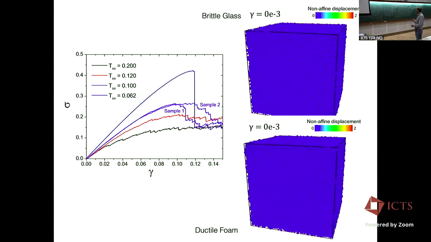So a peaked distribution means that in a brittle glass, you have to imagine that the interface is prepared in such a way that more or less everybody sees the same threshold, while the distribution is very broad in the case of the ductile form.